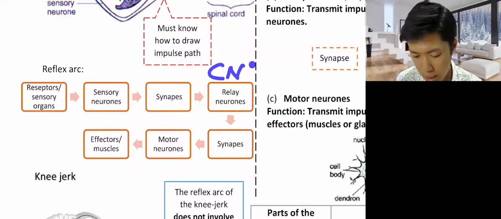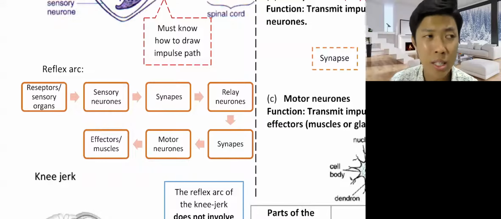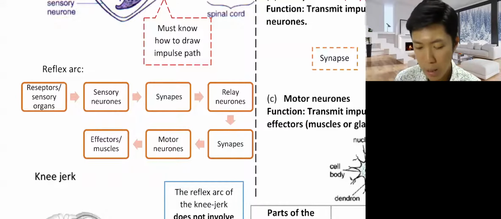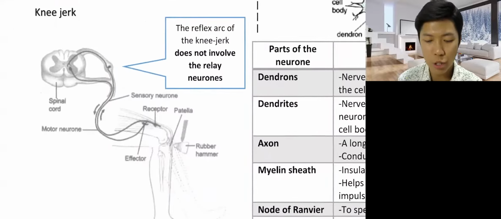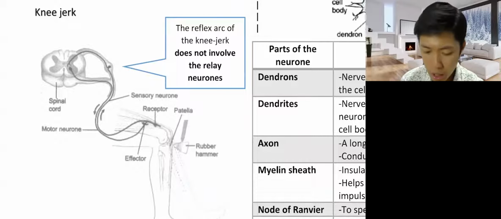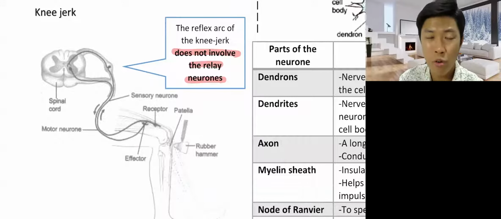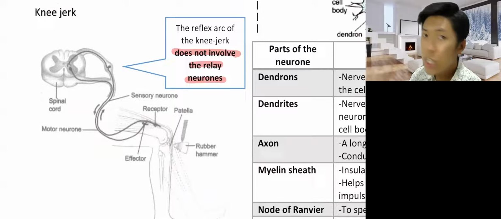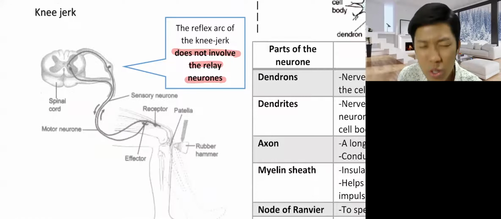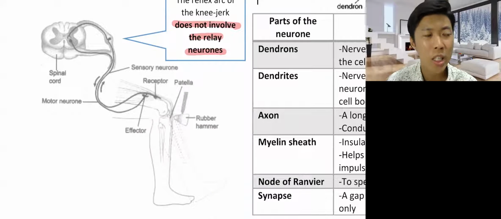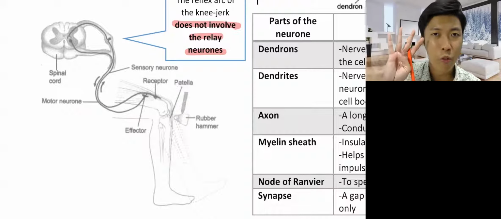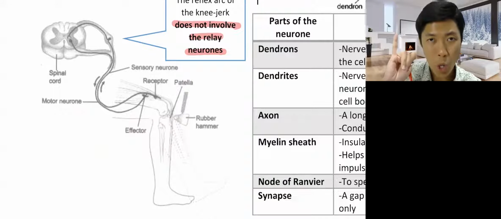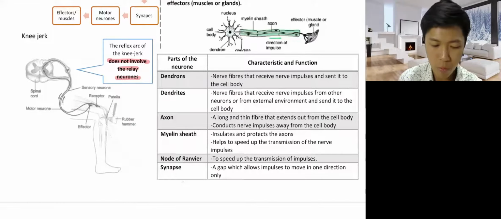This could be CNS if it's a normal action. If it's a reflex action, then it's better you write spinal cord, because it's controlled by spinal cord. And there's a very special reflex that we have here, which does not involve the relay neuron. That means you skip the neuron, straight from sensory to motor. That's called knee jerk. Knee jerk does not use relay neuron to transfer. So that means it's down to 4 steps now for knee jerk, which is receptor, sensory, motor, effector. So you skip relay neuron.